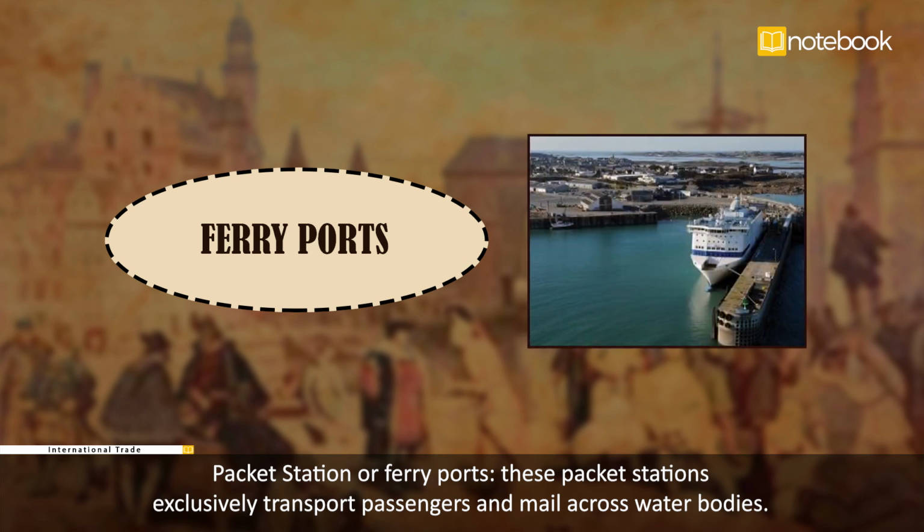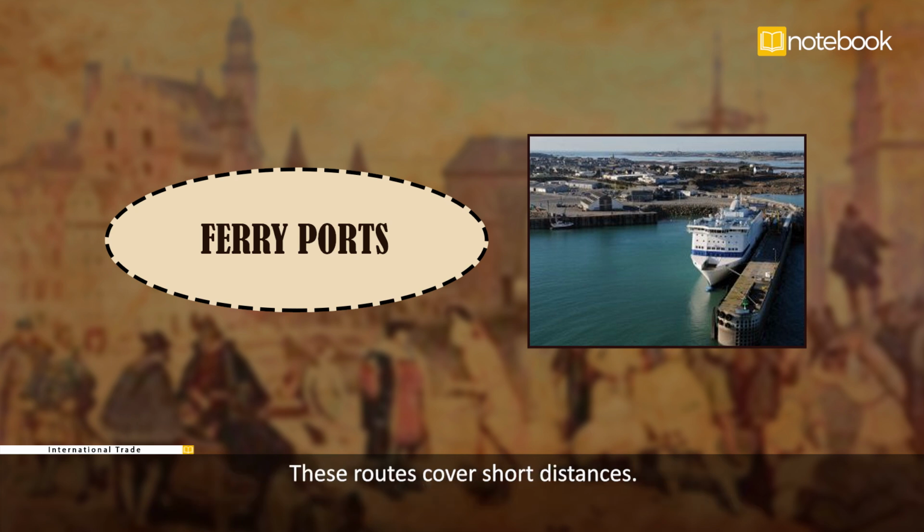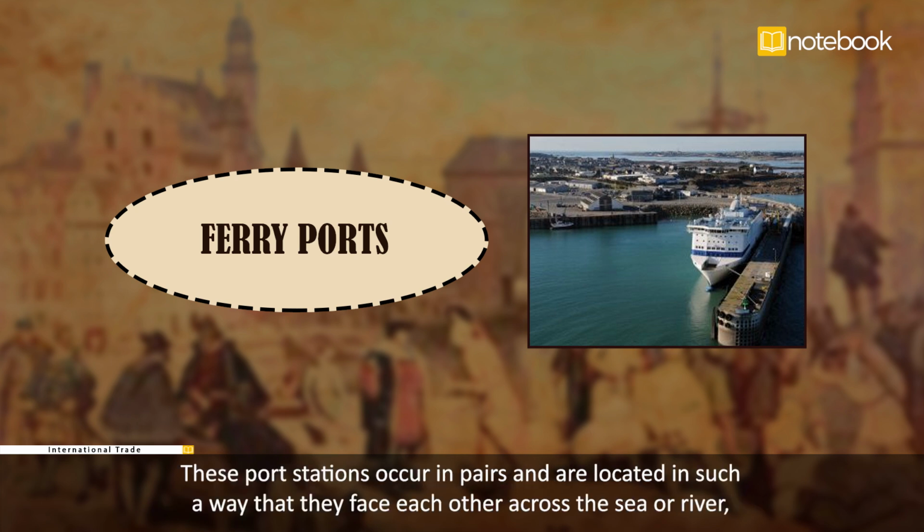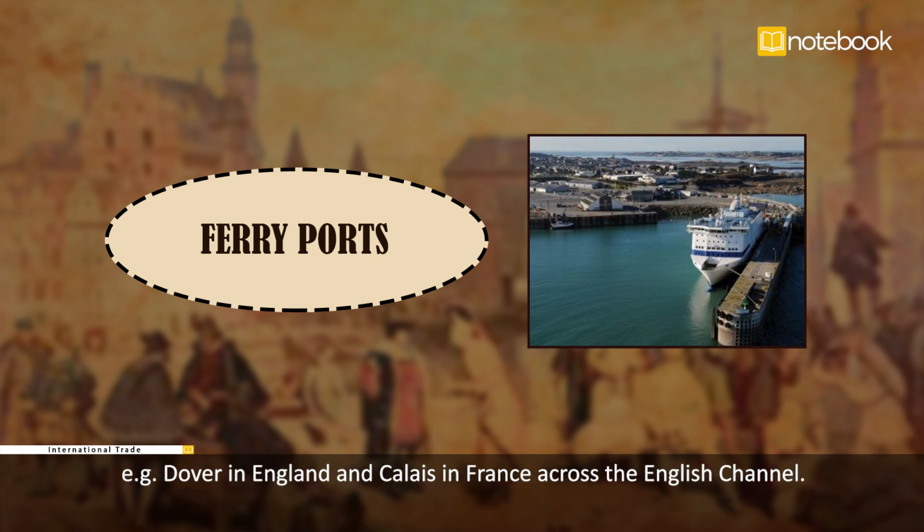Packet stations or ferry ports. These packet stations exclusively transport passengers and mail across water bodies. These routes cover short distances. These port stations occur in pairs and are located in such a way that they face each other across the sea or river. Example, Dover in England and Calais in France across the English Channel.